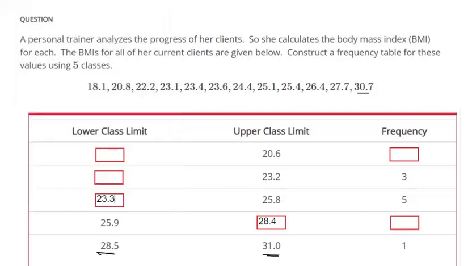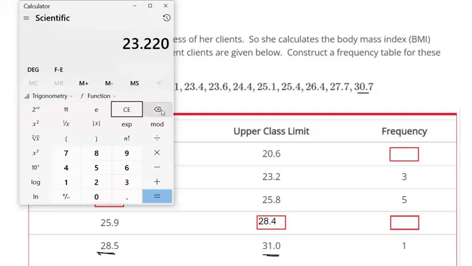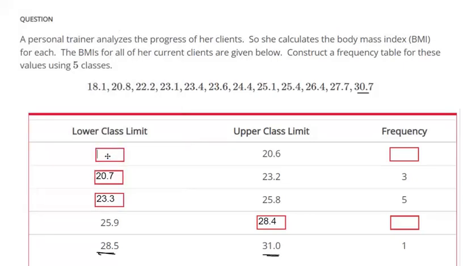So yeah, that logic works a little bit quicker. Look, if this is 20.6, then this has to be 20.7. And then for this one, I think you've got to take 20.6 and subtract 2.5 from it. So that's 18.1 for the lower class limit.